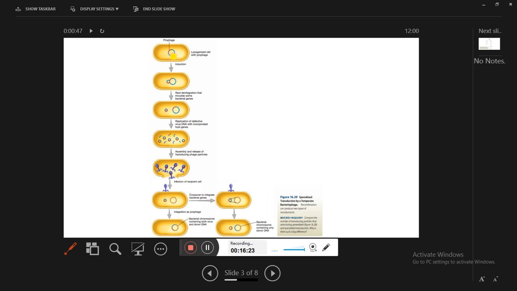to transfer into another bacterium. Okay, so it is known as specialized transduction. Now in the case of specialized transduction of lambda bacteriophage, prophage: when phage inserts their genome into the host bacterium's genome, then they are termed as prophage. So the prophage lysogenizes the cell. Okay, this is the lysogenized cell with the prophage.